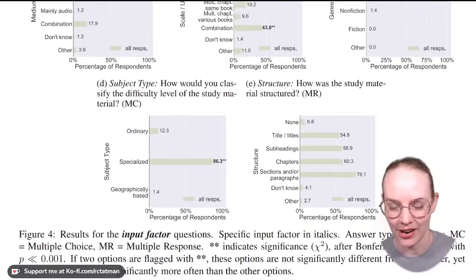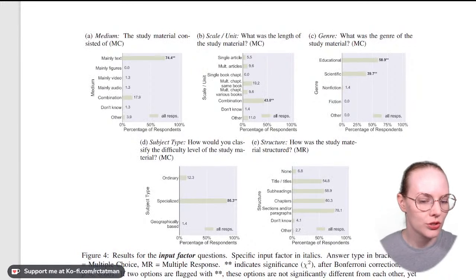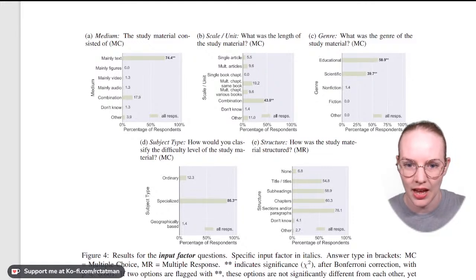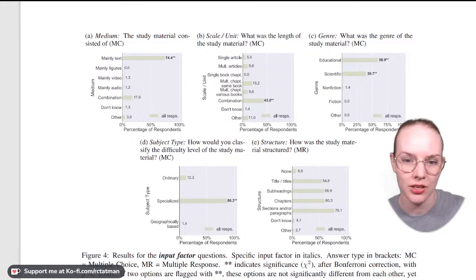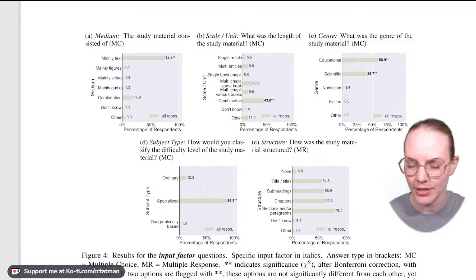All right, so I just want to go down and talk to figure 4. See figure 4. All right, so scooch myself a little bit. There we go. We've got A here, medium. The study material consisted of 74% said mainly text, and the other options were mainly figures, mainly videos, mainly audio, and a combination, and then don't know, others. So about 20% said combination. Oh, combination of what, I wonder? I wonder if that's video and audio, like this, right? Like it's a video, but also somebody is talking, potentially?